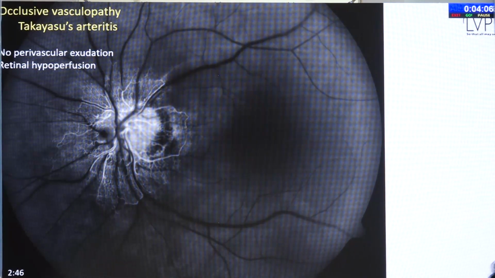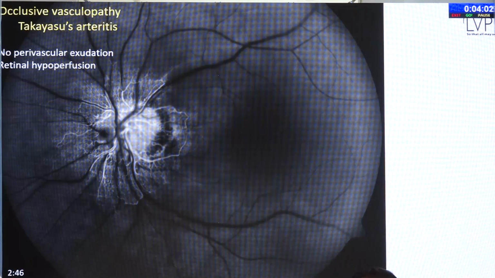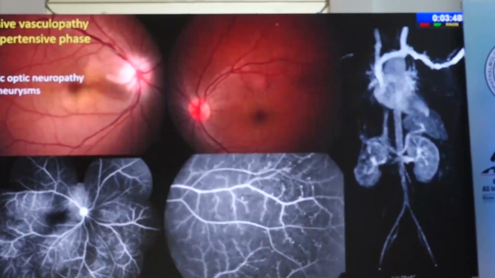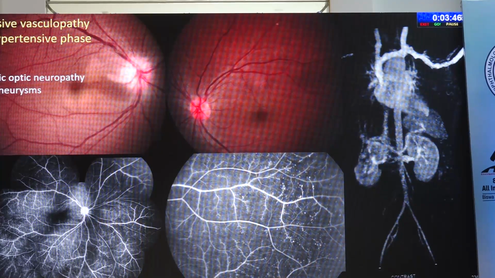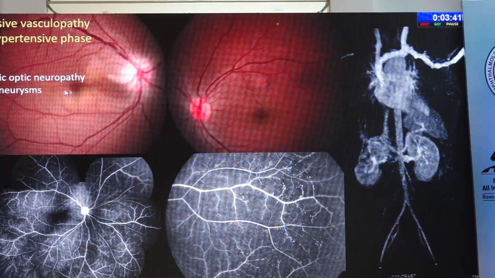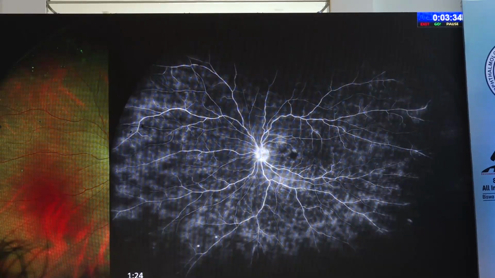Now this is one place where there is hardly any perivascular exudation, but there is huge retinal hypoperfusion, and this is classic of many forms of occlusive vasculopathy, one of which is Takayasu's. You can also see this in SLE or in Susac syndrome. This is from the hypertensive phase of Takayasu's, and you can see a branch retinal artery occlusion over here, ischemic optic neuropathy, and multiple microaneurysms which are picked up on the FFA.